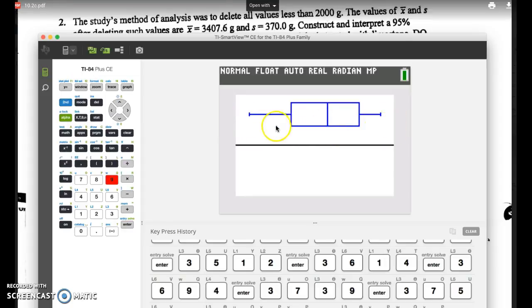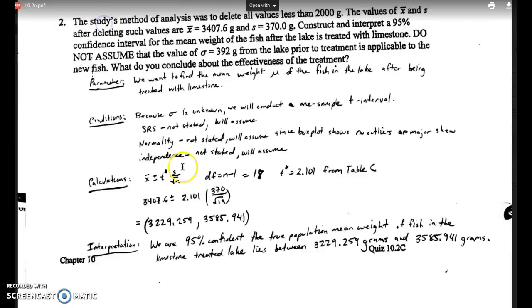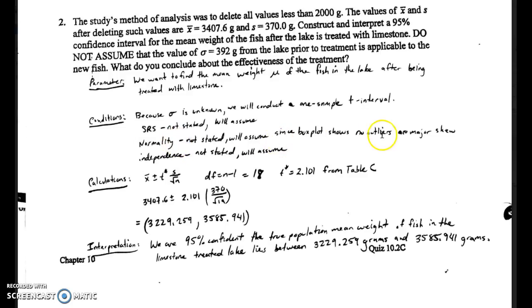And you can see from this box plot that it's a little bit longer on the left side, so it's slightly skewed to the left, but there's no outliers. There's no dots after the whiskers of the box plot, so there's no outliers on here. So if we go back over here, we can assume the normality because there's no outliers in the box plot.